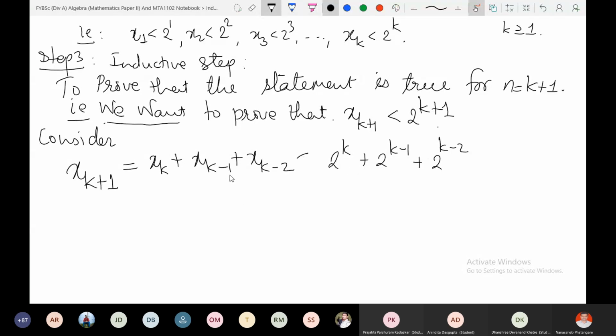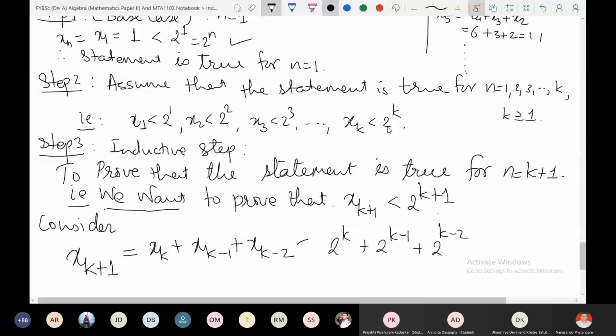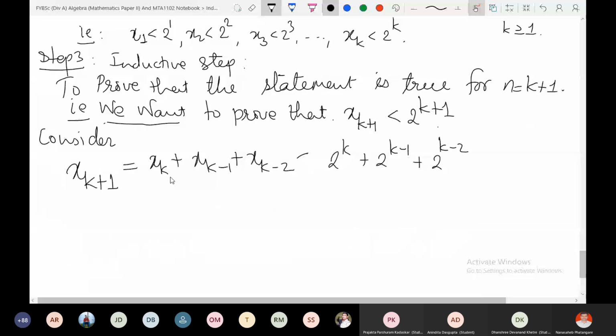Anyway, xk minus 1 is less than 2 raised to k minus 1. xk minus 2 is less than 2 raised to k minus 2. Why is it true? Because of our induction hypothesis, up to k this is true. That means xk is less than 2 raised to k, xk minus 1 is less than 2 raised to k minus 1, up to k this is true, and therefore this is true in this case. So this is less than. It is clearly less than, right?